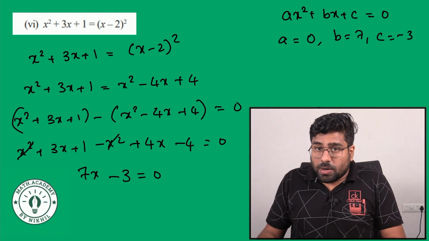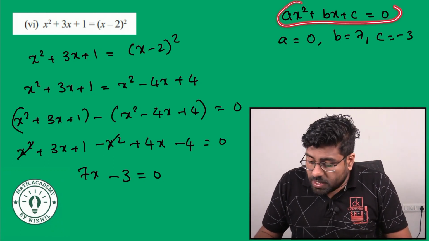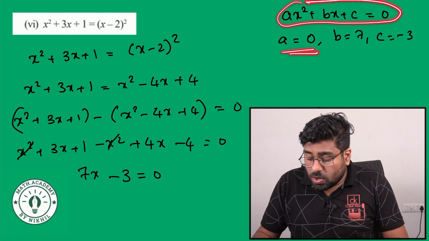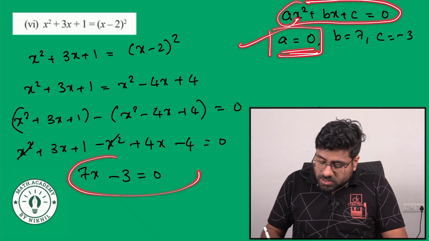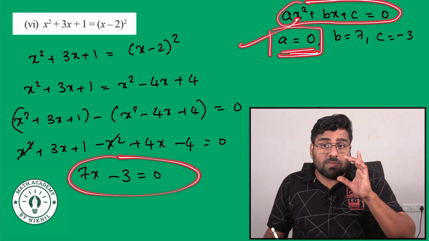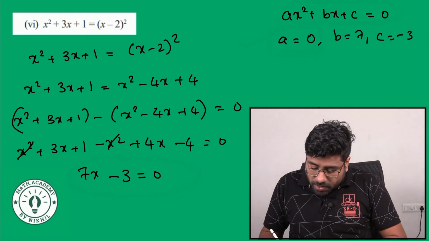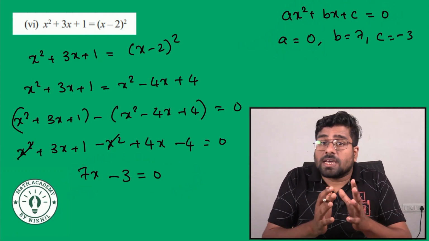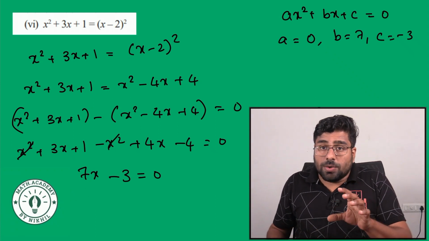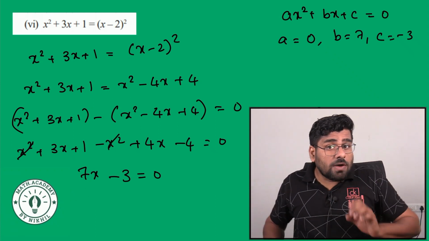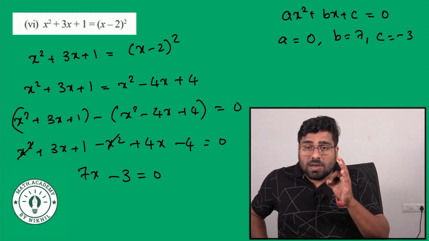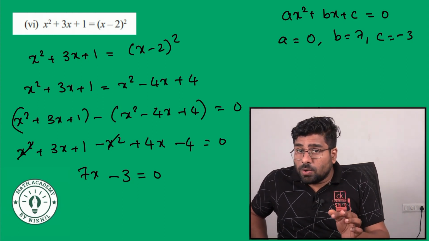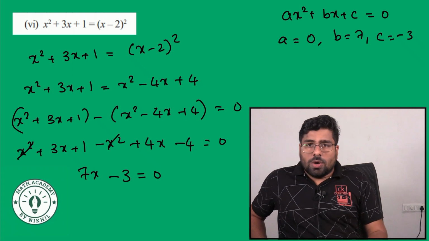What is the form of a quadratic equation? It should take the form ax square plus bx plus c, where a is not equal to 0, but here a is becoming equal to 0, so this is not a quadratic equation. Visually, you can say this by looking at the absence of the x square term. When the x square term is absent, you can genuinely say that your expression is not a quadratic expression.